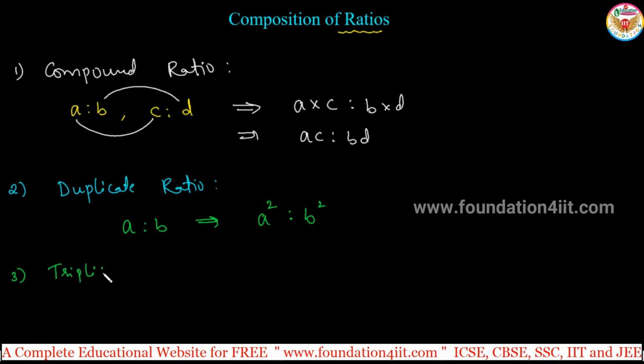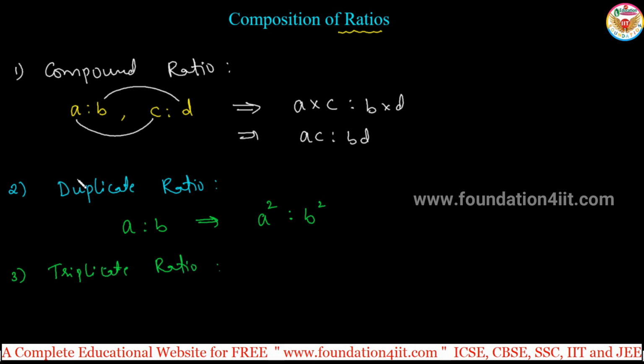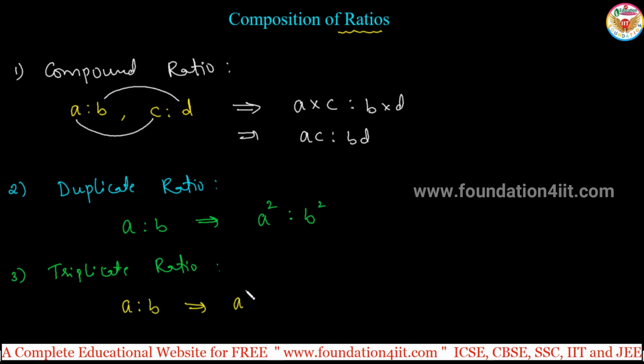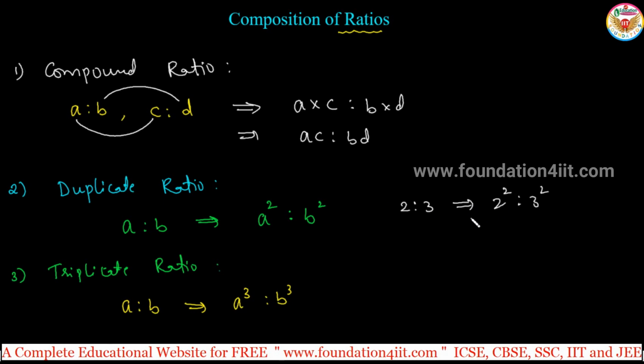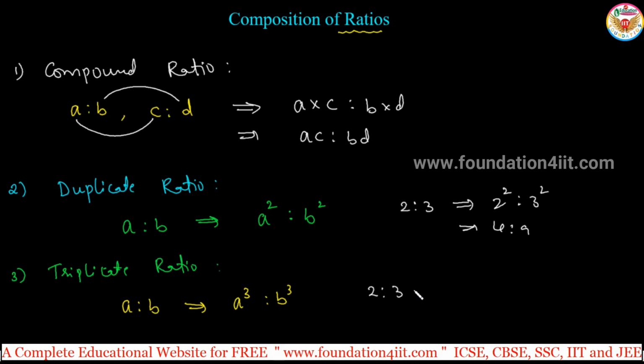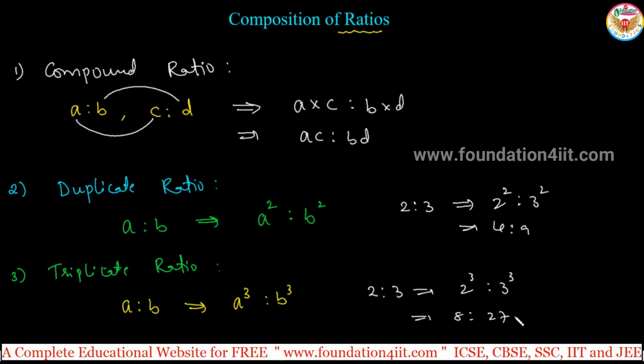Next one, triplicate ratio. So the same method you will apply. So A is to B is the ratio, right? 3 times, that means A power 3 is to B to the power 3. Okay, this comes under triplicate ratio. You can even take some examples. For the duplicate ratio, if it is 2 is to 3, then 2 square is to 3 square, that is 4 is to 9, the duplicate ratio of 2 is to 3. In the same way, if it is 2 is to 3, that is 2 cube is to 3 cube, that is 8 is to 27, the triplicate ratio of 2 is to 3, right?